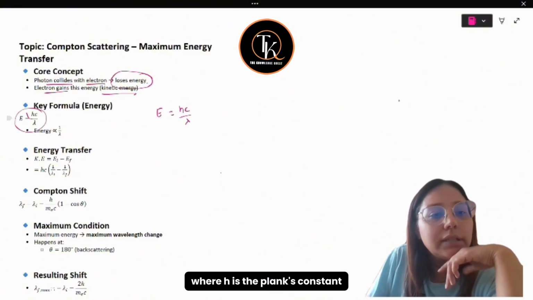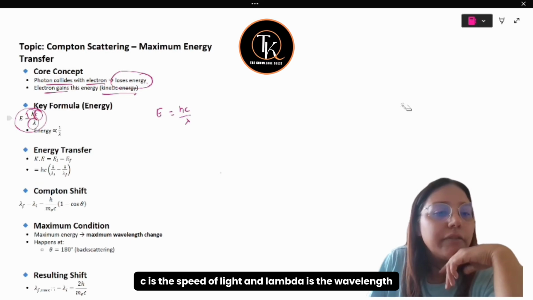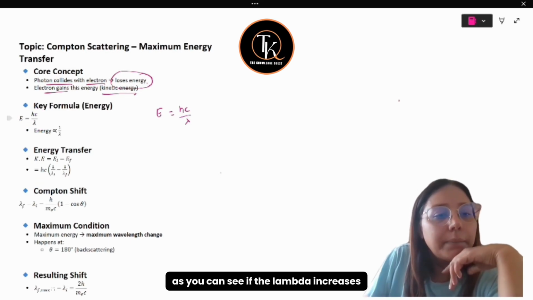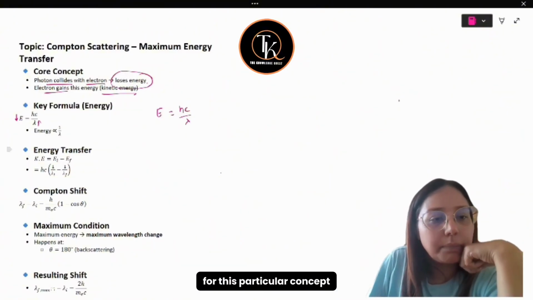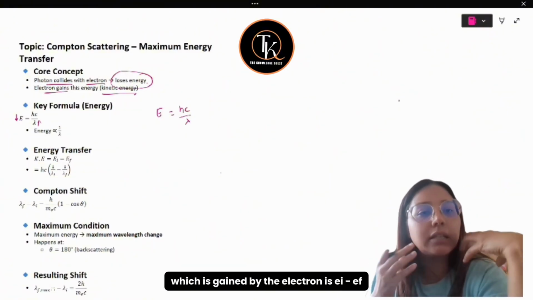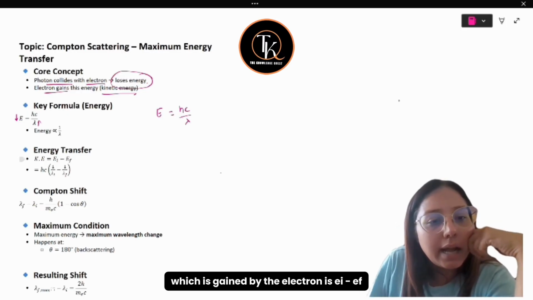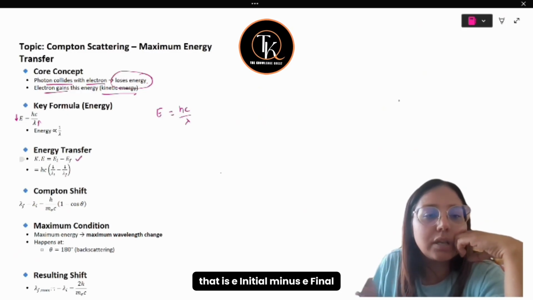where h is the Planck's constant, c is the speed of light, and lambda is the wavelength. As you can see, if the lambda increases, the energy will decrease because of the inverse relationship. The other formula that we need to know for this particular concept is the kinetic energy which is gained by the electron, which is EI minus EF, that is E initial minus E final.